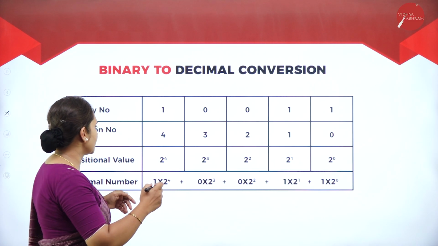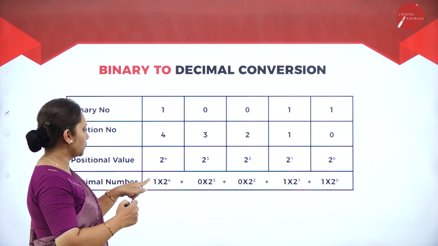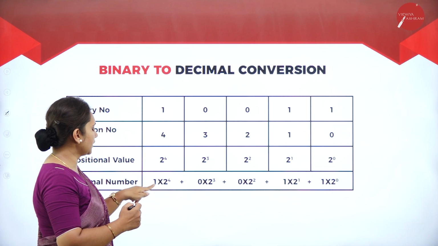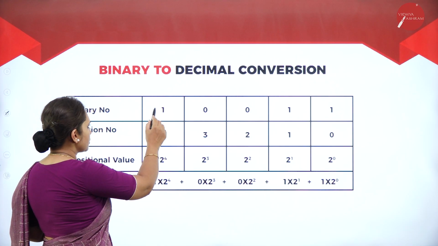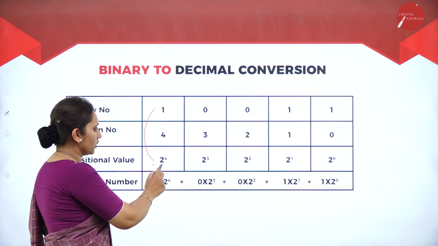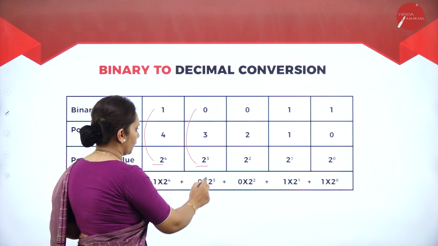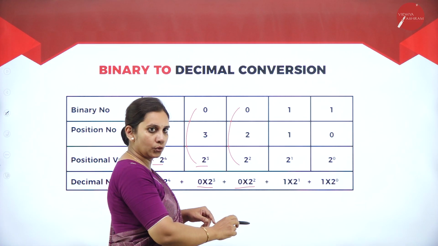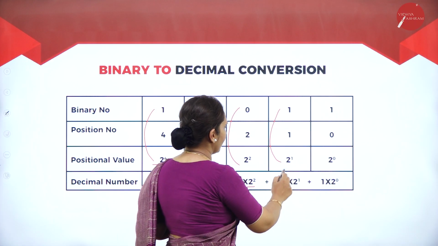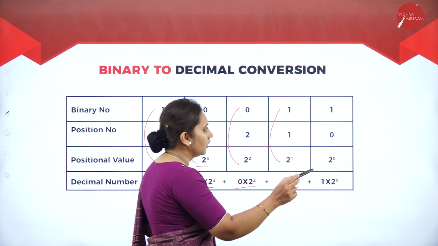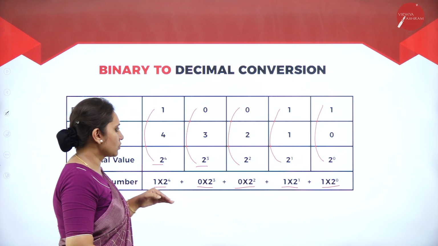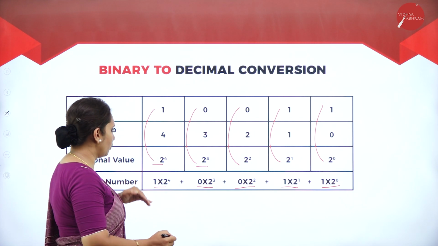Now let us understand how to use the positional numbers I have taken, and then how to multiply. So, 1 into 2 to the power of 4, next 0 into 2 to the power of 3, 0 into 2 to the power of 2, 1 into 2 to the power of 1 and 1 into 2 to the power of 0. After this, let us see how it takes place.